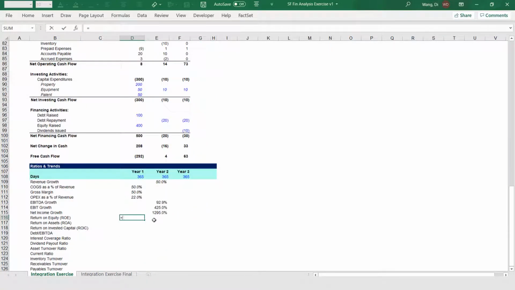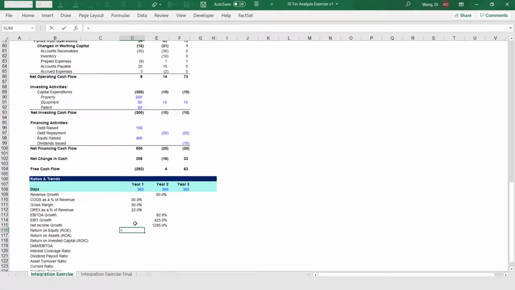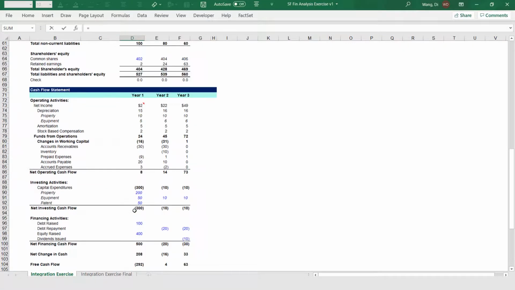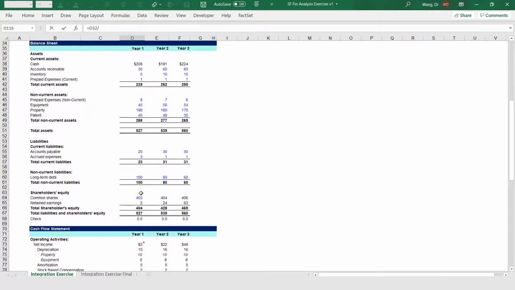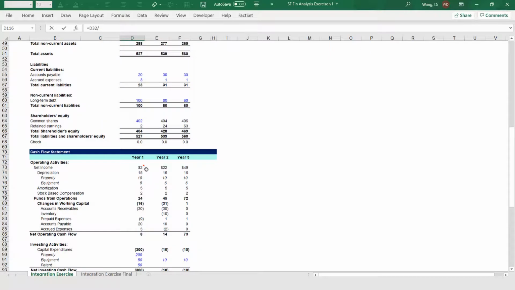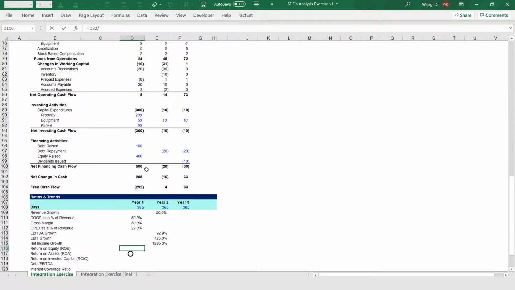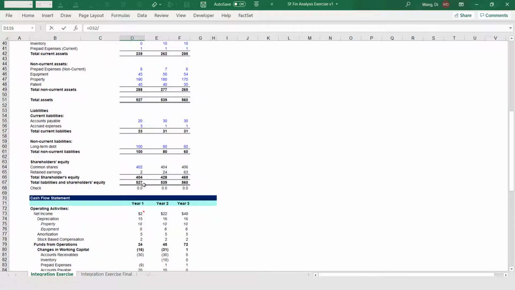Return on equity will be calculated as net income divided by our average equity number. And since we don't have the previous year's equity, we're going to just use end of year equity for year 1. So our total shareholder equity right here.